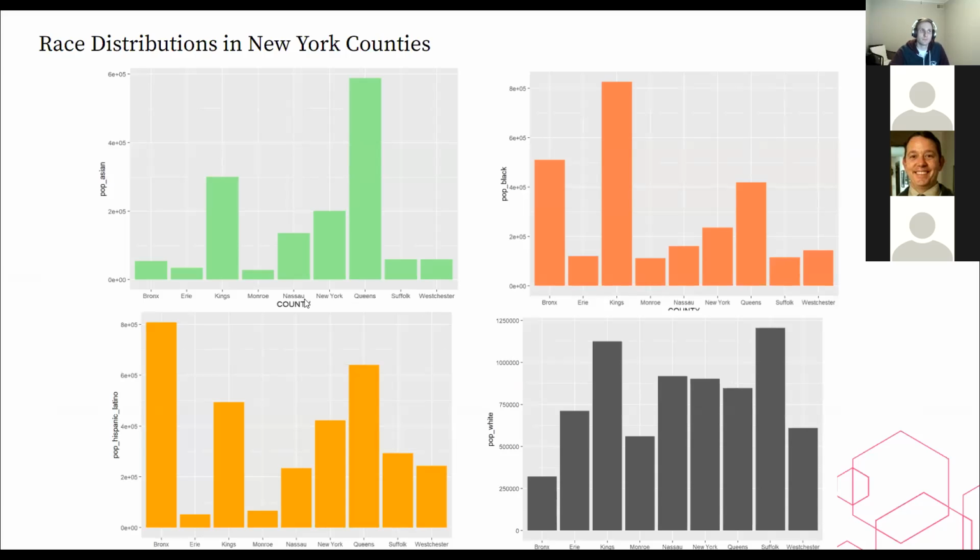So this is in New York, where the green graph is the population of Asians based on the county. The darker orange graph is the population of Blacks in each of these counties, then Hispanic and Latino individuals, and whites. What I found particularly interesting here is that there are certain neighborhoods or counties that have very high instances of these races. And then if you look at the proportion of white individuals, it's a little bit more evenly distributed.